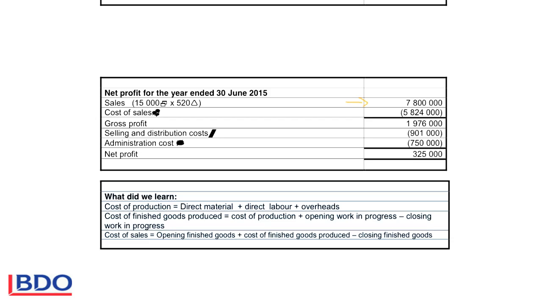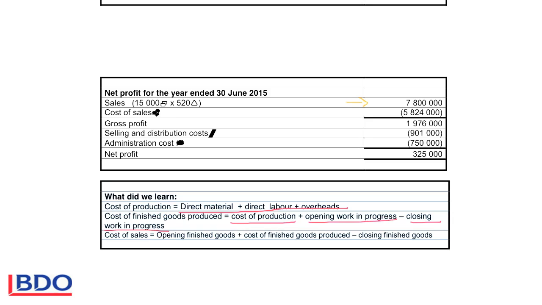So what did we learn today? Very important that cost of production is direct material, direct labor, and overheads. Cost of finished goods is cost of production. So it's my three basic expenses plus opening work in progress, because the things that were unfinished at the end of the previous year were completed during the current year, minus the closing work in progress, because it does not form part of your completed goods at the end of the year.